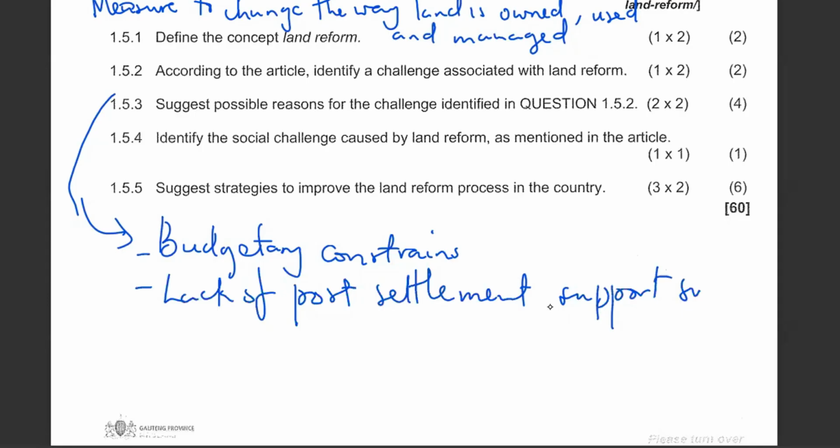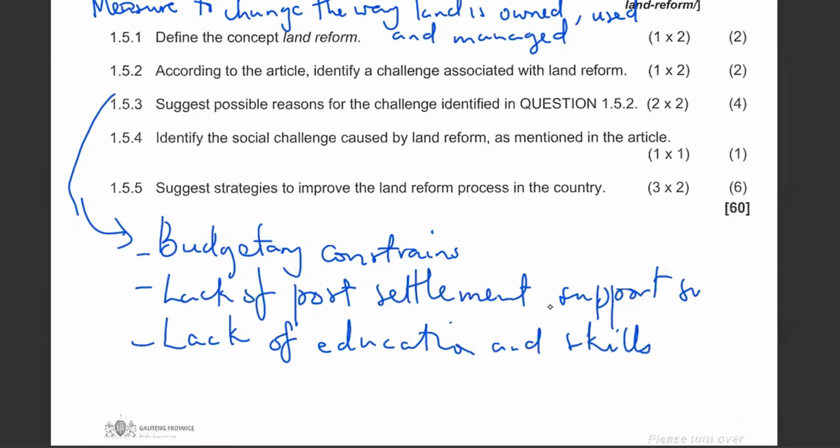Then you can also look at some other factors like lack of education and skills. In as much as the farmers have got ownership of the land and control of the land, they need skills to do productive farming. If they do not have the right skills and the right set of education that will make them productive in terms of agricultural productivity, the land will still go into unproductive use for the very same reason of lack of education and lack of skills.